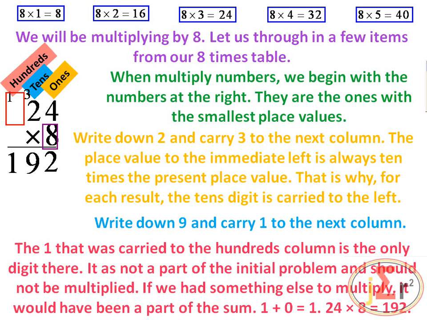If we had something else to multiply, it would have been a part of the sum. So 1 plus whatever it was, that's what we would normally do. But in this particular case, there is no sum. So 1 plus 0 is equal to 1. And 24 multiplied by 8 is therefore 192.